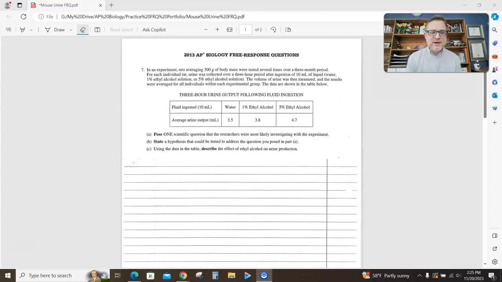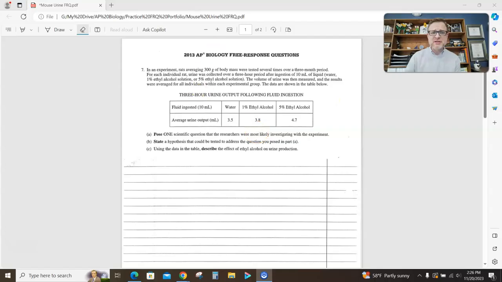In an experiment, rats averaging 300 grams of body mass were tested several times over a 3-month period. For each individual rat, urine was collected over a 3-hour period after ingestion of 10 mL of liquid, either water, 1% ethyl alcohol solution, or 5% ethyl alcohol solution. The volume of urine was then measured, and the results were averaged for all individuals within each experimental group. The data are shown in the table below.